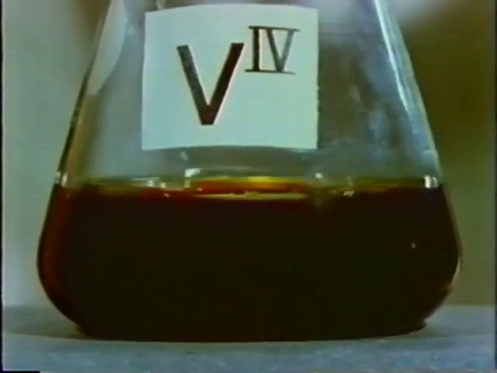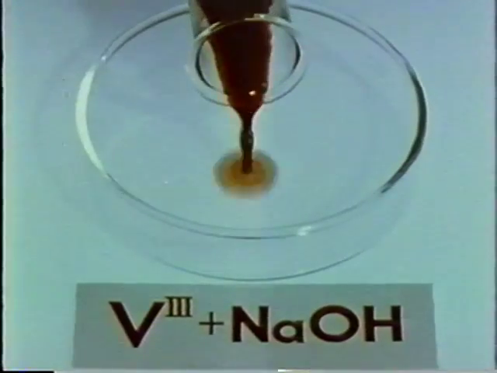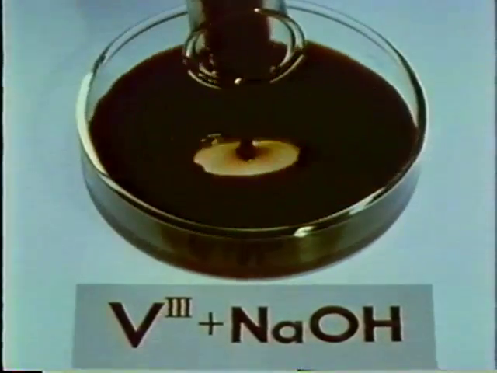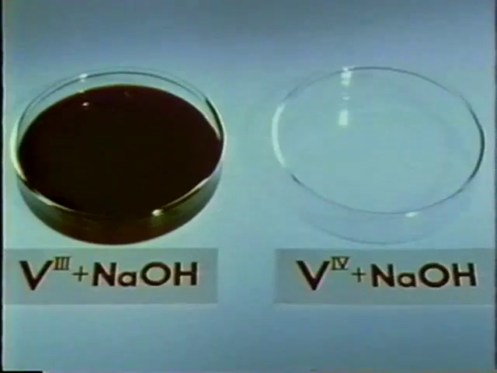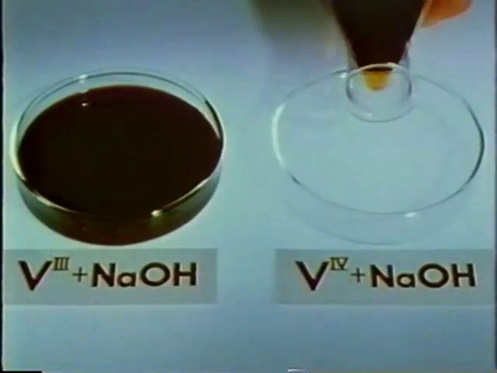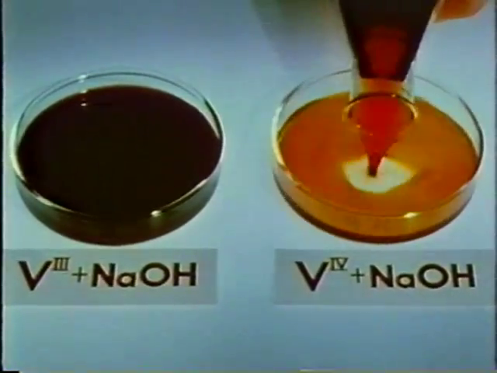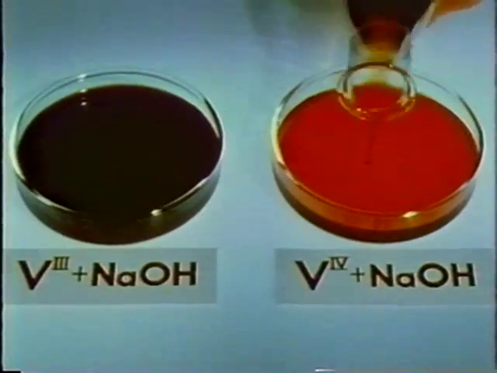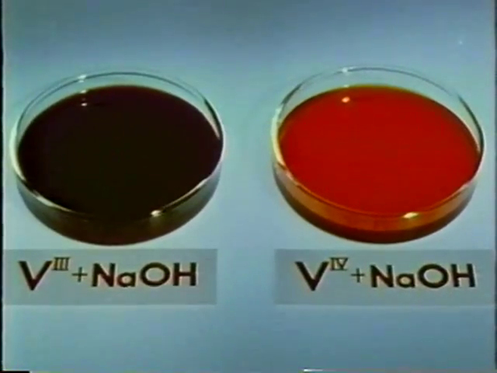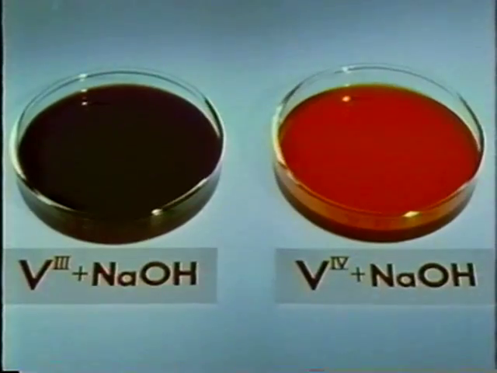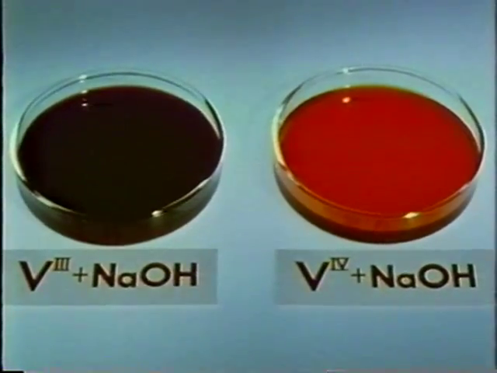This phenomenon is better seen when a thin layer of the final vanadium 3 suspension is compared to a thin layer of the final vanadium 4 solution. Why does the vanadium 4 precipitate dissolve in an excess of sodium hydroxide when the vanadium 3 precipitate does not dissolve in an excess of this base?